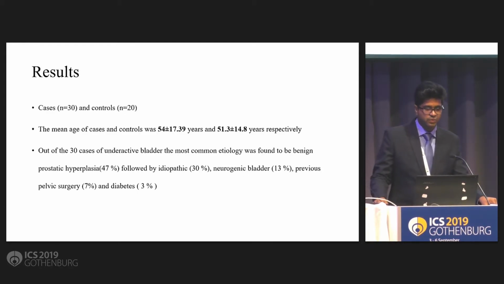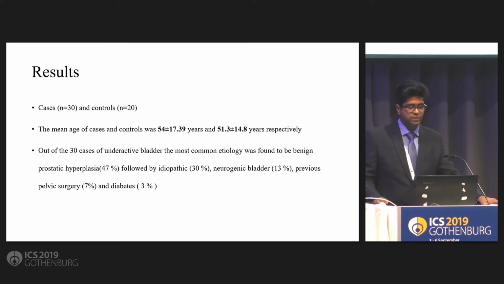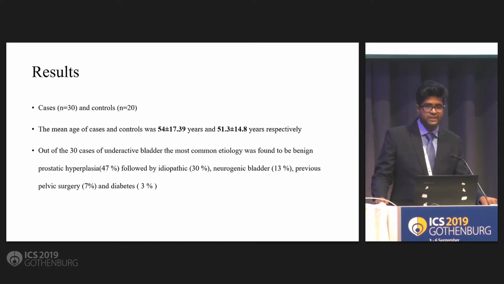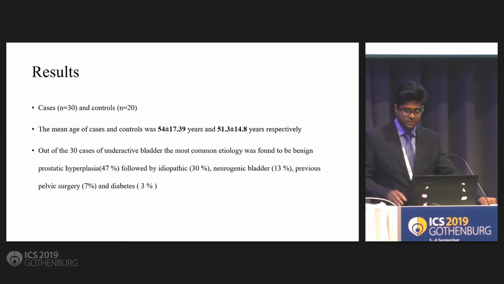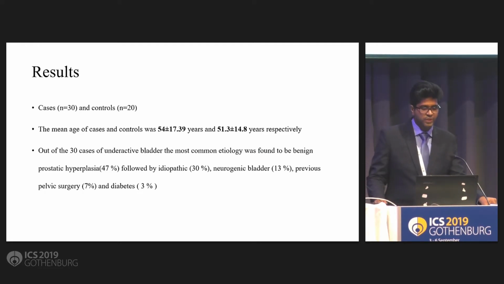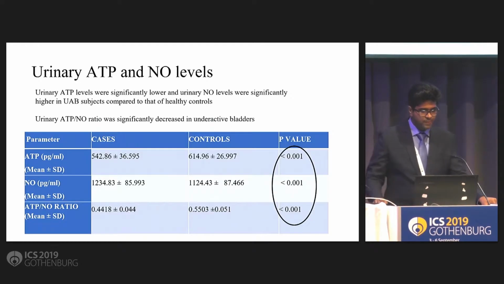So 30 cases, 20 controls, mean age was comparable in both cases and controls. Out of the 30 cases, benign prostatic hyperplasia turned out to be the most common etiology, followed by idiopathic. And this is our result. Urinary ATP levels were significantly lower, and urinary nitric oxide levels were significantly higher in underactive bladder subjects, and urinary ATP nitric oxide ratio was significantly decreased in underactive bladders.